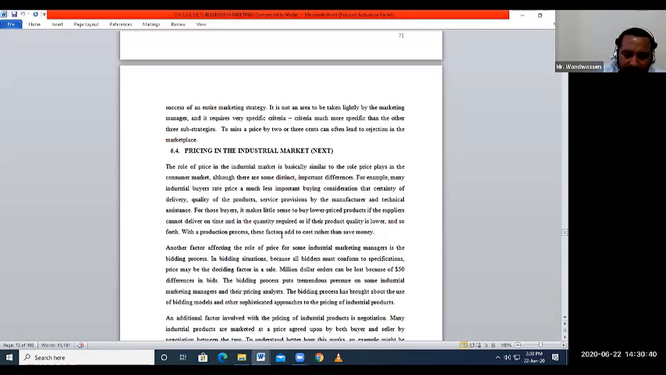So one of the other factors is the bid process. To select the best bidder, the marketing manager and the price analyst do a lot of things. And this bid process puts a tremendous pressure on these managers and individual price analysts. So this has some effect on the pricing strategy or on the price process.